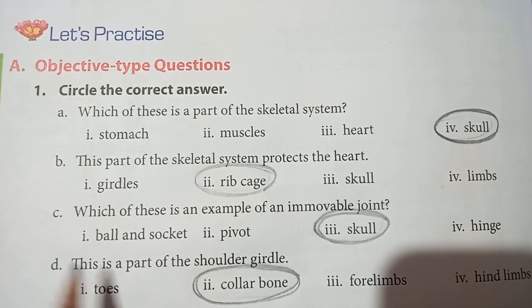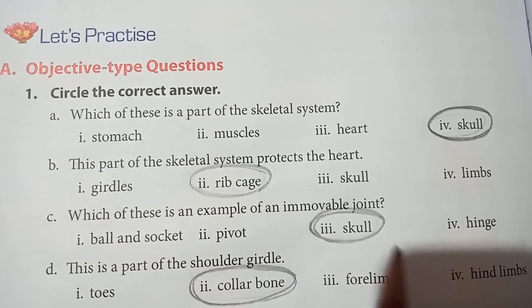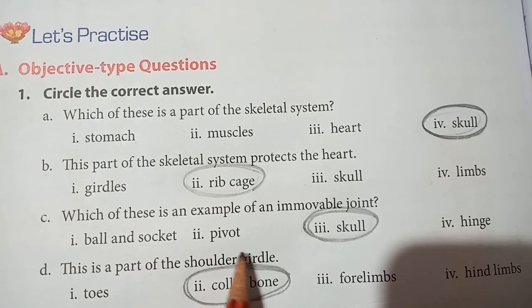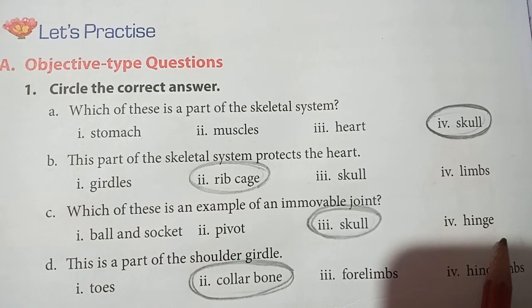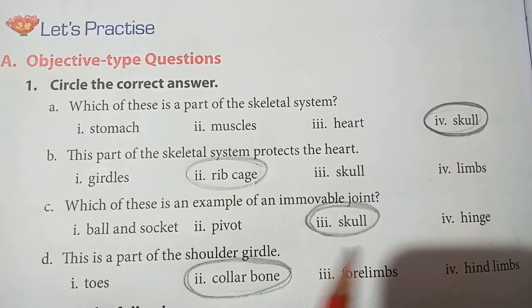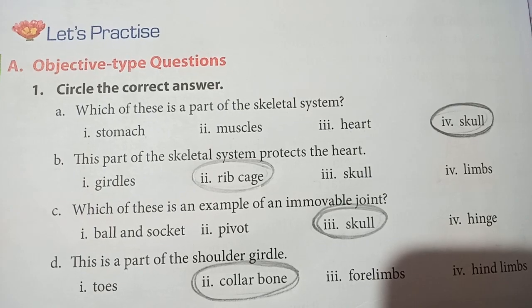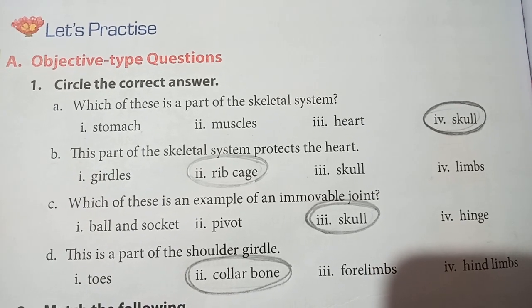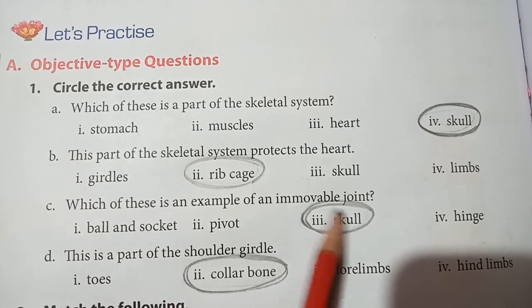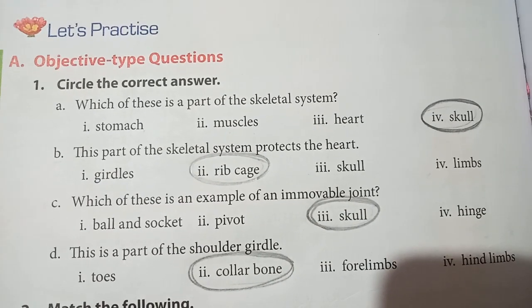Okay. C part. Which of these is an example of an immovable joint? Ball and socket, pivot, skull and hinge joint. So your answer is skull. Skull is an immovable joint, but remember, except your lower jaw. Your lower jaw can move, but the whole skull will be considered an immovable joint.